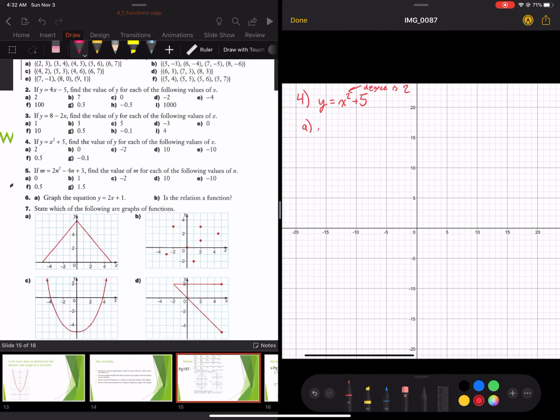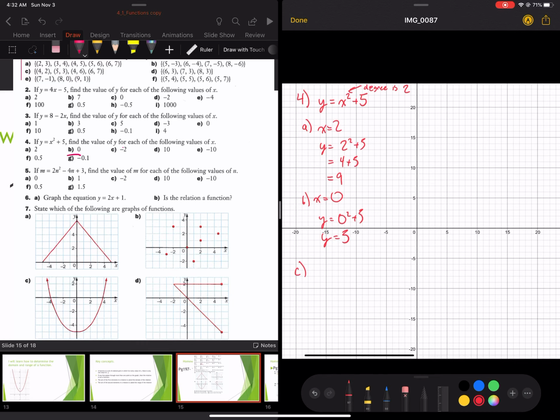So we can say a, x equals 2, y equals 2 squared plus 5, which is equal to 4 plus 5, because 2 squared is 4, plus 5, and that's equal to 9. Done. B, just substitute your values. For B, x equals 0. I got that from right here. So y equals 0 squared plus 5. Well, that's simple. It's just equal to 5.